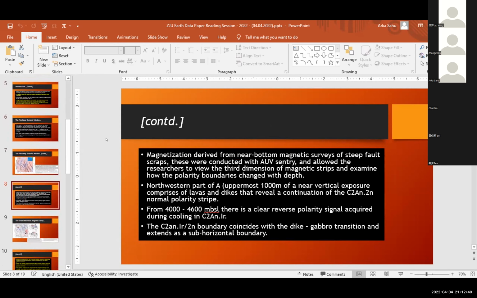Like I said, the magnetization was derived from a near-bottom magnetic survey using a vehicle, and depending on different meters below the sea level, the polarities were recorded. They were most interested in the stripes that coincided with magmatic processes like the dike-gabbro transition zones, or the portions where lavas and dikes were formed, because depending on the different types of magmatic activities or magmatic plumbing systems, the record of magnetization changes. So according to that, they studied those parts.